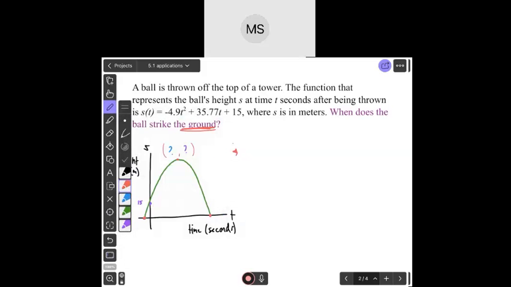So again, just interpreting that, seeing a word like "ground" would tell us that we're looking for the x-intercepts. And what do we know about all x-intercepts?